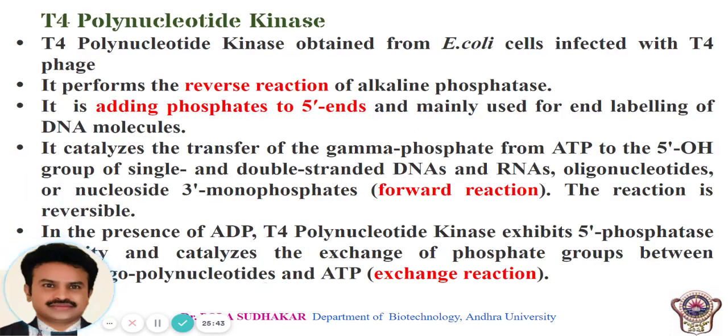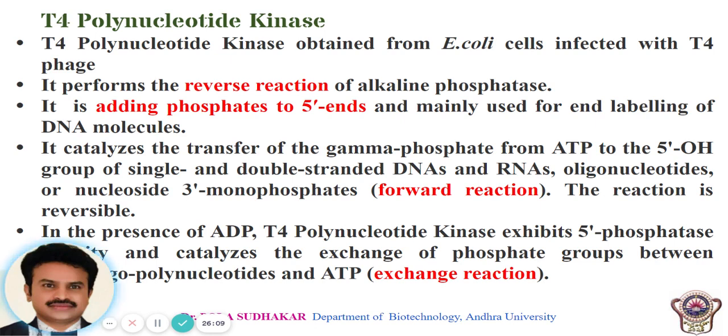Polynucleotide kinase summary. Polynucleotide kinase, the T4 polynucleotide kinase, is obtained from E. coli cells infected with T4 phage. It performs the reverse reaction of alkaline phosphatase. It is adding phosphates to 5' ends and mainly used for end labeling of DNA molecules.